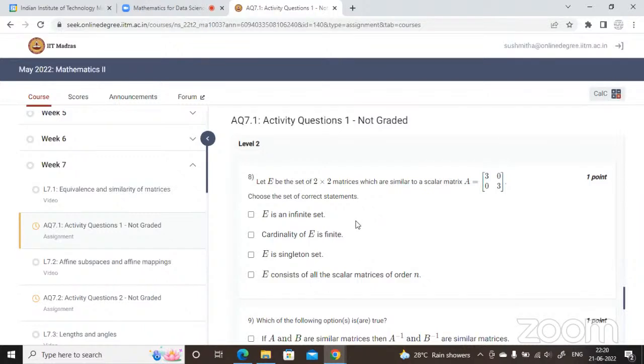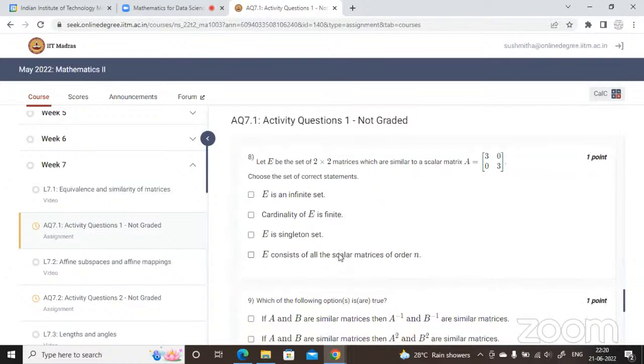All right. So when we say E is a set of 2 by 2 matrices which are similar to the scalar matrix A, then basically, going by the rank and the determinant, can I say some other matrix is also similar to this, or can I not say it?